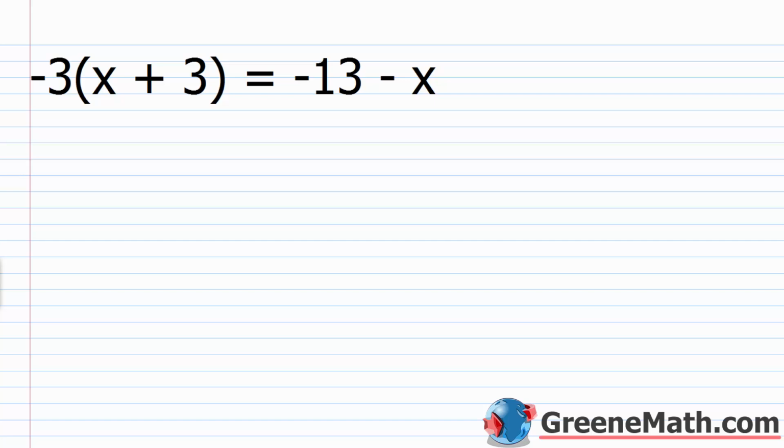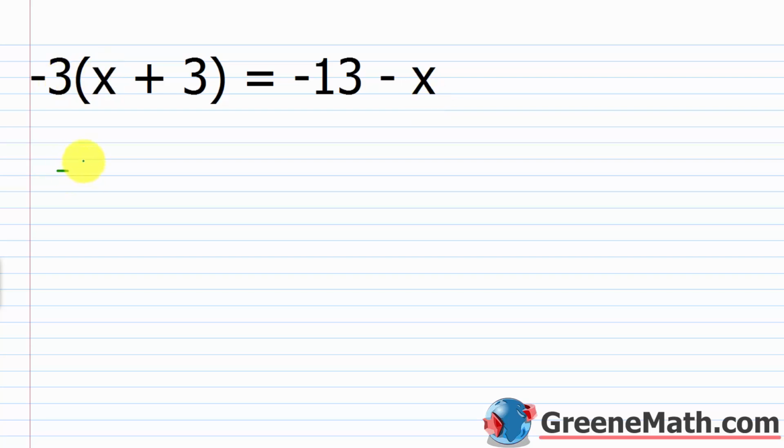So these equations are true under certain conditions, but false under others. In the case of a linear equation of one variable, we have something like negative 3 times the quantity x plus 3 is equal to negative 13 minus x. So let's just solve this for x. We would simplify each side first.